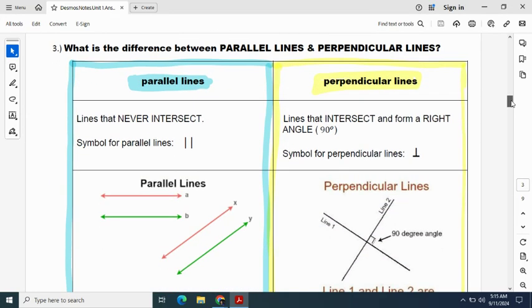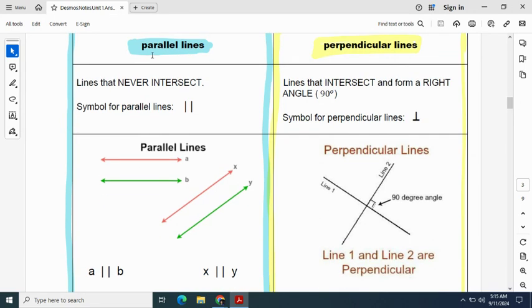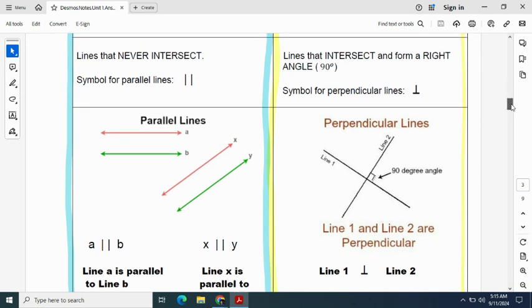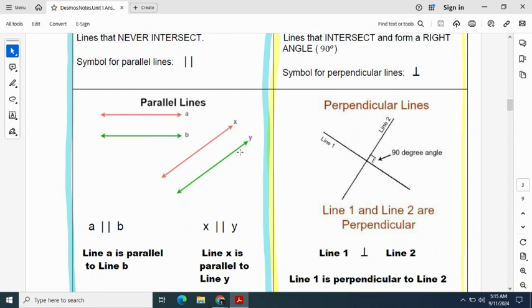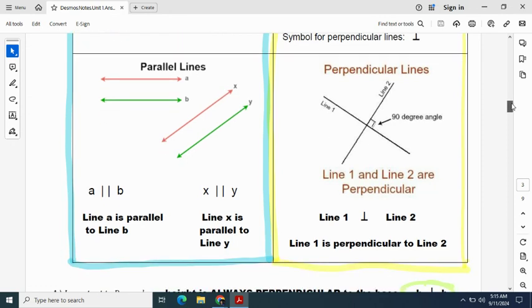What's the difference between parallel lines and perpendicular lines? Parallel lines, if you look at the word parallel, these are lines that never intersect. The symbol for parallel lines looks like two lines going up and down, like this, almost like an 11. And if you look at the word parallel, you would see those two lines. Parallel lines never intersect. So if I look at line A and B here, these two never intersect. They could keep going on forever and never intersect, meaning they will never touch each other or cross over. Line X and Y are also parallel lines that will never intersect, even if I made those lines longer.